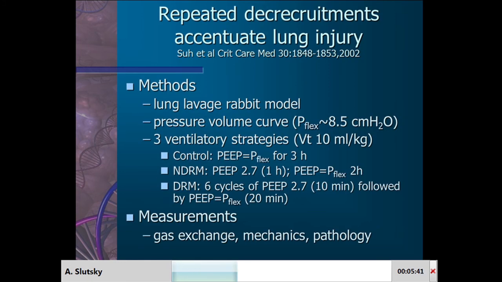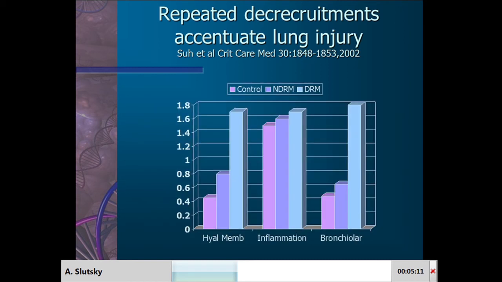And then they did what they call DRM, derecruitment maneuvers. What they did was 6 cycles of PEEP: increase the PEEP to recruit, decrease the PEEP, increase the PEEP, decrease the PEEP, over a matter of 10 or 20 minutes. The average length of time that the animal spent at 2.7 or at P-flex was identical in both, but you can see that one allowed the lung to be recruited and derecruited. Not in every breath, but over a half-hour period. And they measured a number of things.